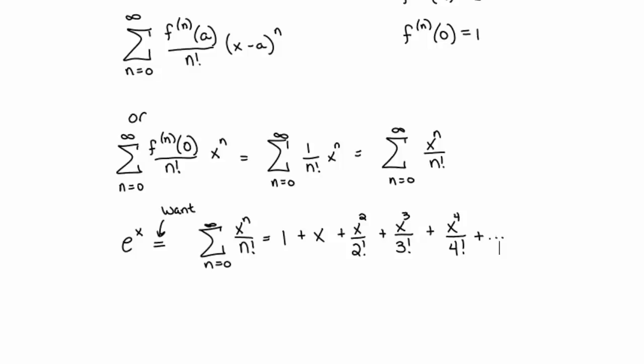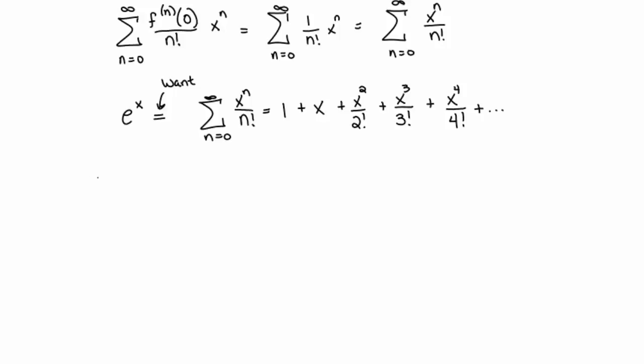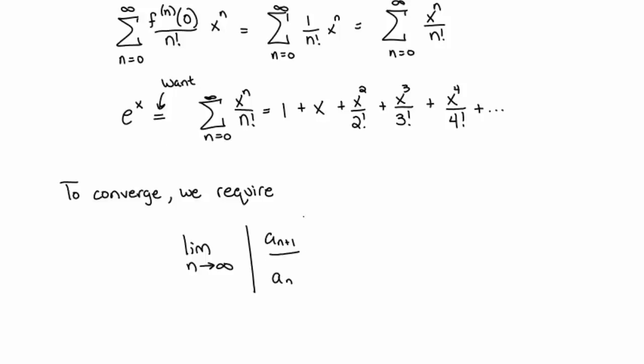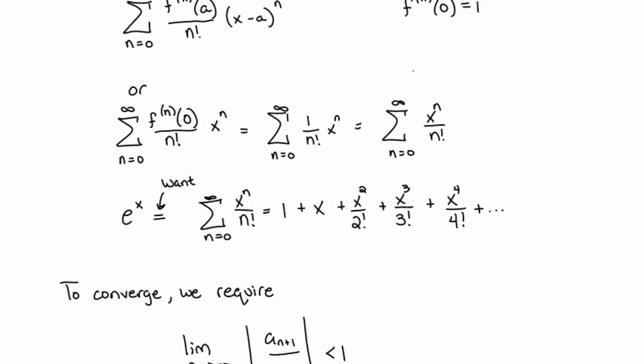We want to find, by the way, the radius of convergence. So to converge, using the ratio test, we require that the limit as n goes to infinity of the absolute value of a sub n plus 1 over a sub n is less than 1. Well, let's take a look at this power series here. Let me highlight it. The sequence that the power series is based upon is x to the n over n factorial.